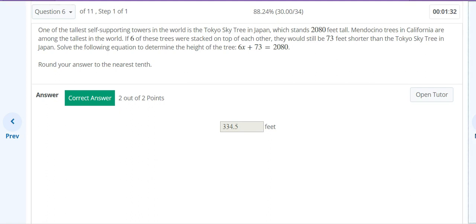Now here, they're giving you a word problem, but they're also giving you the equation. So you're just going to subtract 73 from both sides, and then divide both sides by 6, and it gives you this. So that one was sort of easy.